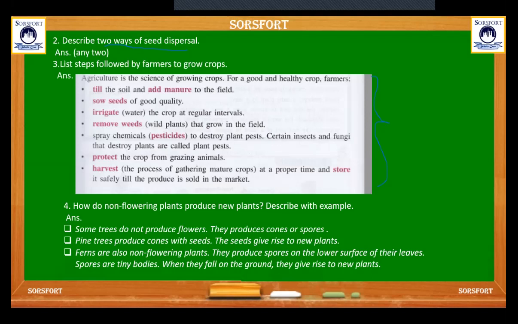Some trees do not produce flowers. They produce what? Cones or spores. Pine trees produce cones with seeds. The seeds give rise to new plants. Similarly, ferns are also non-flowering plants. They produce spores on the lower surface of their leaves. Spores are tiny bodies. When they fall on the ground, they give rise to a new plant. So this is the process of how non-flowering plants produce new plants.